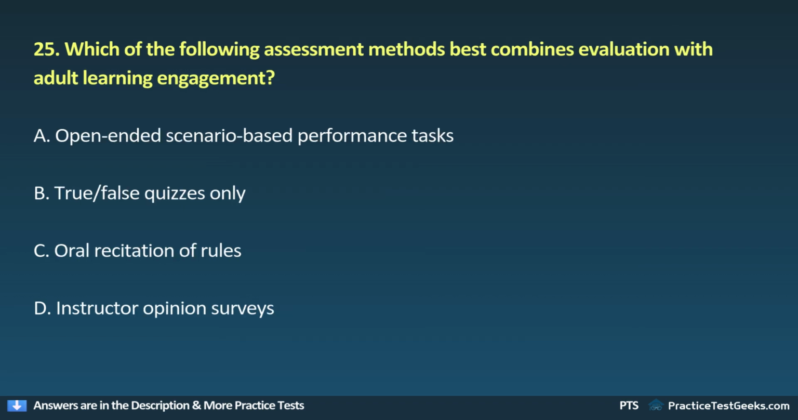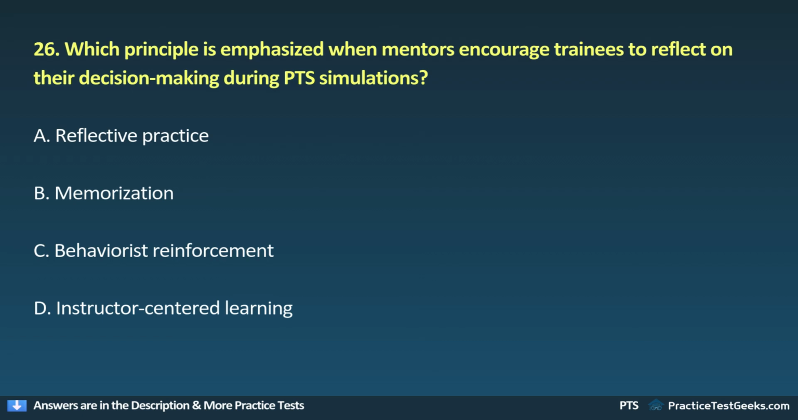25. Which of the following assessment methods best combines evaluation with adult learning engagement? A. Open-ended scenario-based performance tasks. B. True-false quizzes only. C. Oral recitation of rules. D. Instructor opinion surveys.